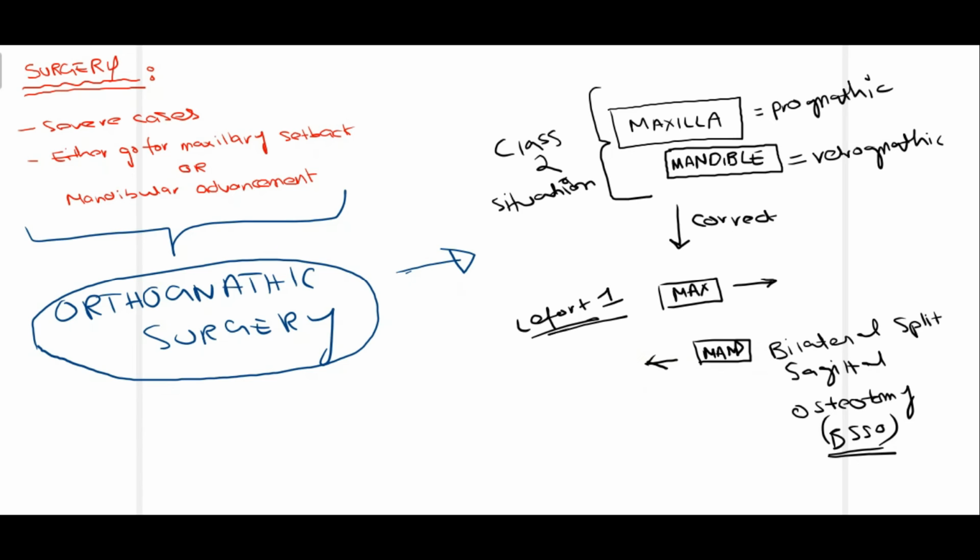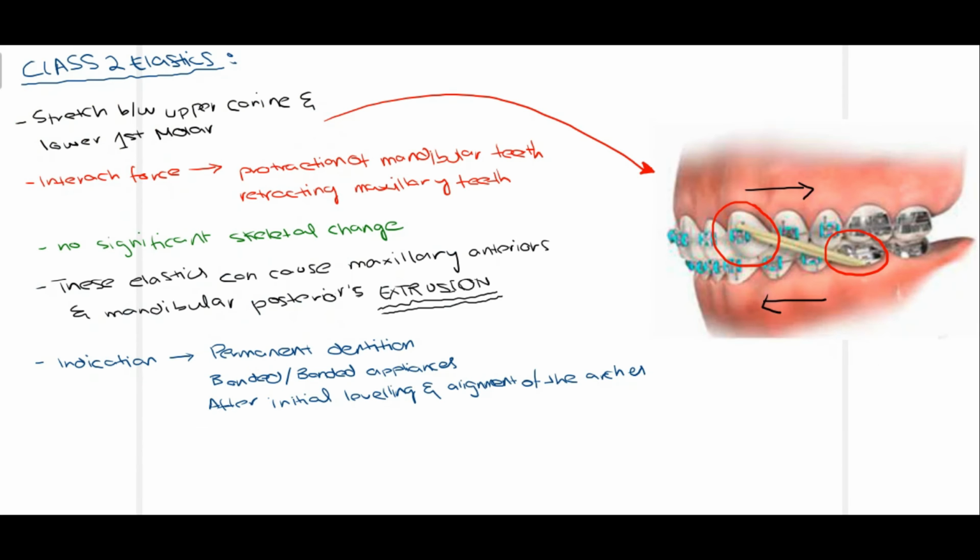Either of these treatment options can be done to correct severe class 2 malocclusion in patients where growth has stopped. Now in certain cases we can also go for class 2 elastics.